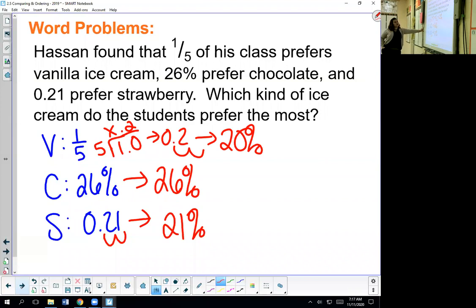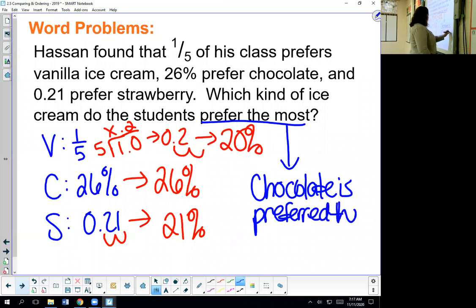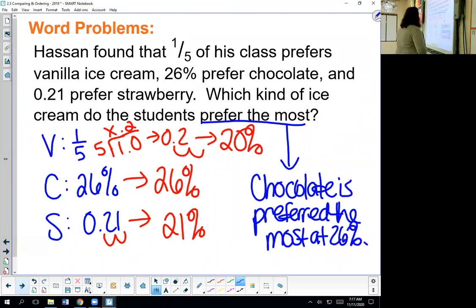So which kind of ice cream do the students prefer the most? So which one is basically preferred the most, the highest? And so in this case, the answer would be chocolate is preferred the most at 26%. So that is the highest.